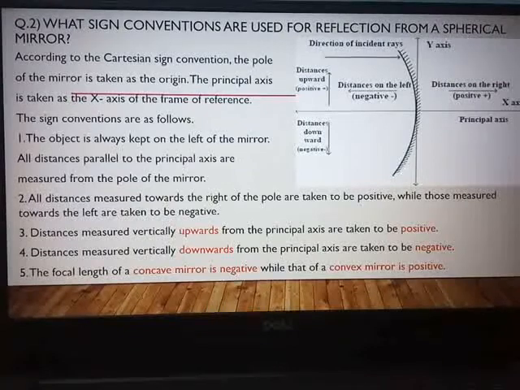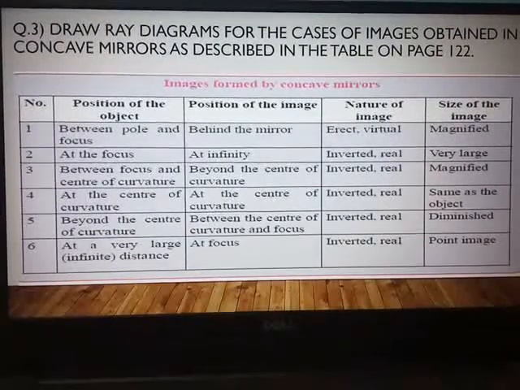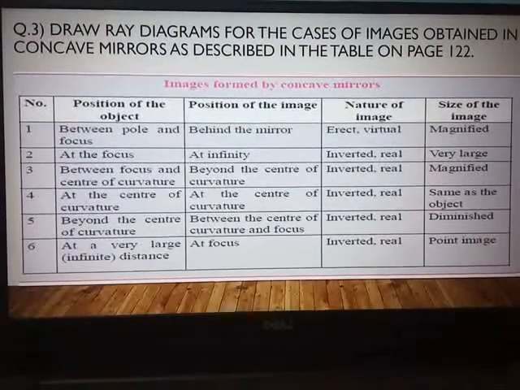Question number 3. Now here, draw the ray diagrams for the cases of images obtained in concave mirrors as described in the table on page number 122. You have this table on page number 122. Looking at the position of the object and position of the image, you have to draw the diagram. Now you have to take the help of diagrams on page number 121 of your textbook.